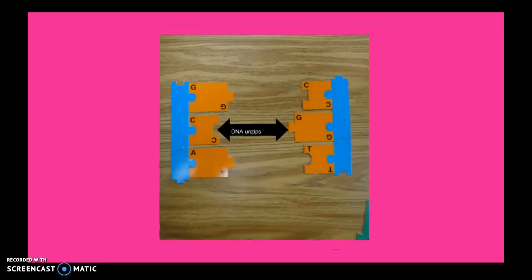I do, however, want to talk about transcription. The first step in transcription is the same as the first step in replication, and that is that the DNA has to unzip or pull apart. So I show that here. Here's our original GCA, CGT that has unzipped or pulled apart.